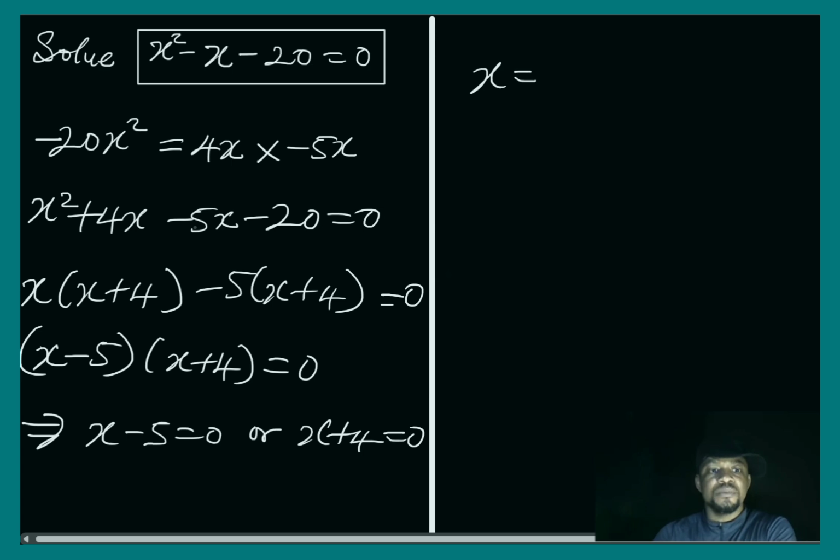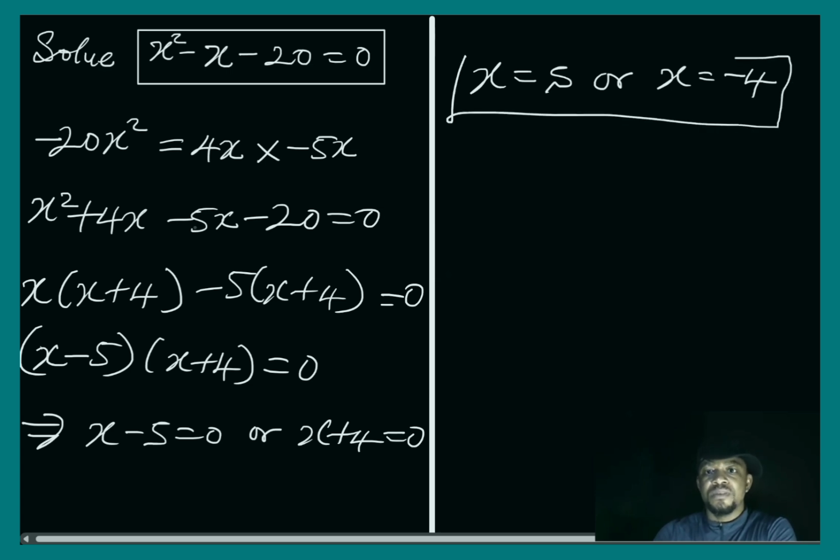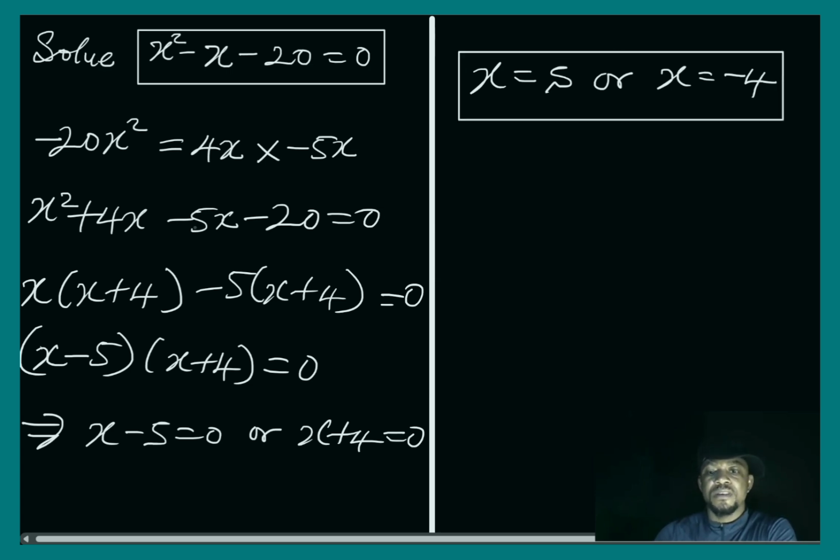And that means, moving that to the other side of the equation, x equals 5, or x equals minus 4. So this is the solution to our quadratic equation.